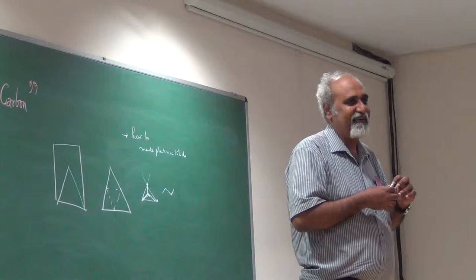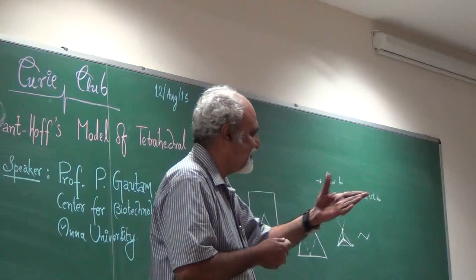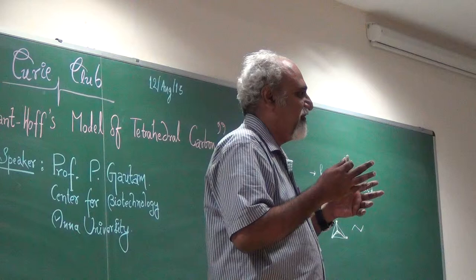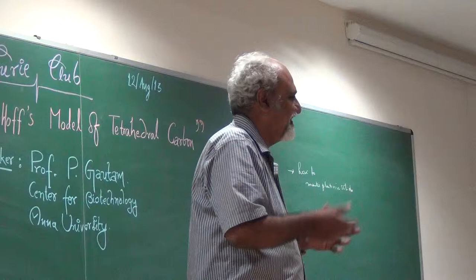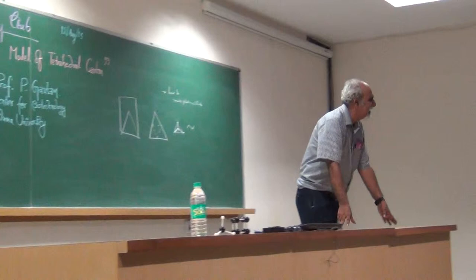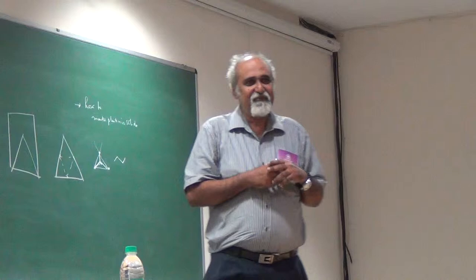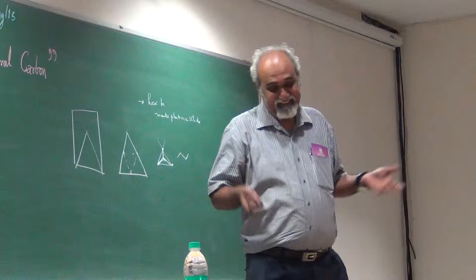I'm realizing very late in my life, but I think it's worth reading. Another thing, of course, is that the staggered form of ethane should have a center of inversion also. If you look at the staggered form of ethane, you join all the centers, so it has a virtual inversion center. There are so many questions that we think.